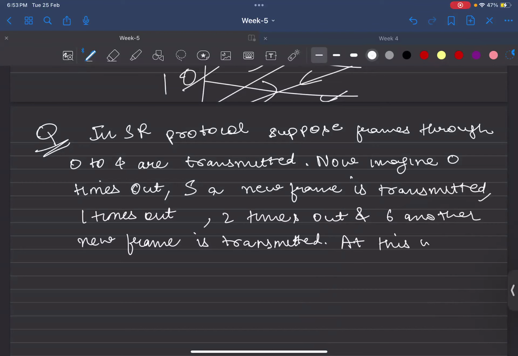At this point, what will be the outstanding packets in the window?